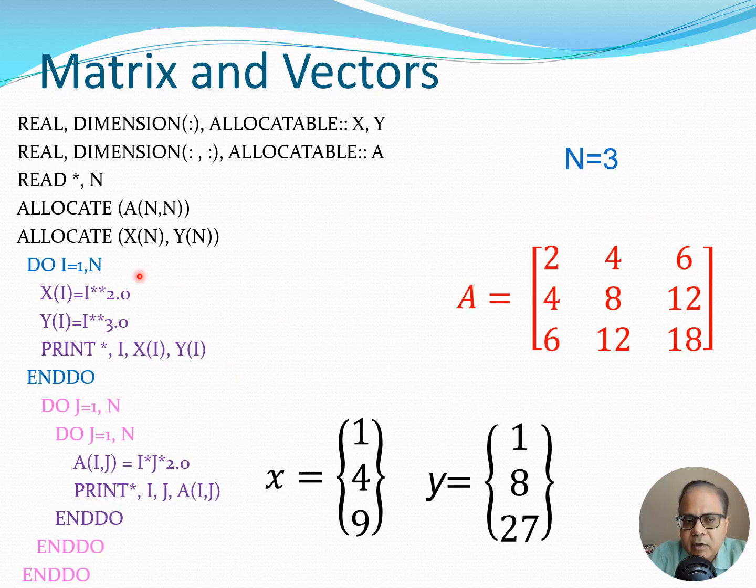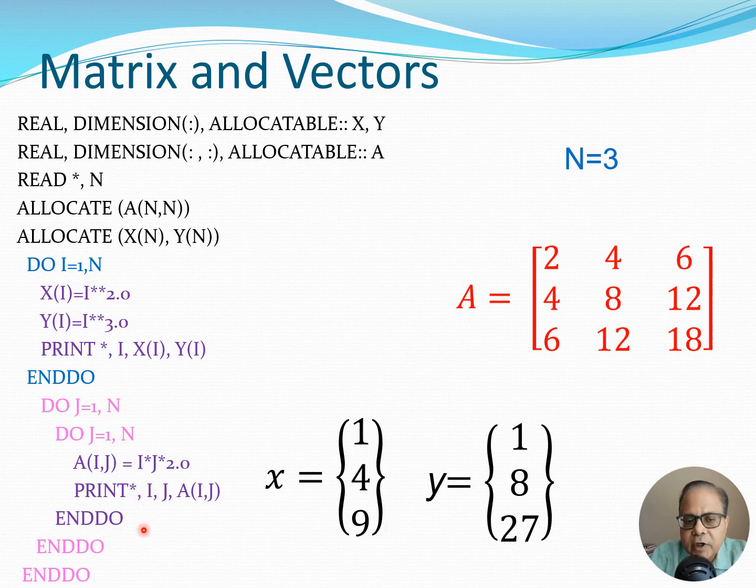So here, for example, you see I have a do loop, do i is 1 to n. I am saying that x(i) is i square and y(i) is i cube, and then I'm going to print these values of x and y. I should get these two vectors here. x is 1, 4, 9 and y is 1, 8, 27. Note that these are the square and cube of 1, 2, 3.